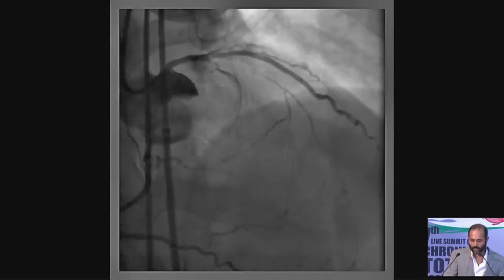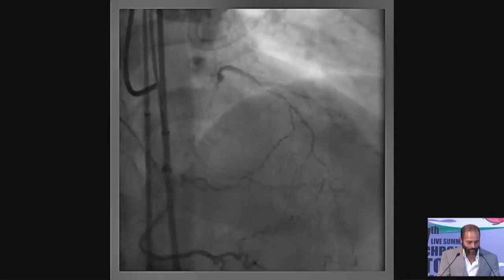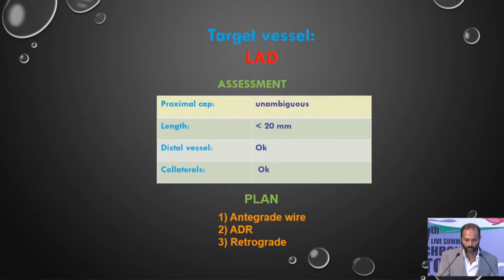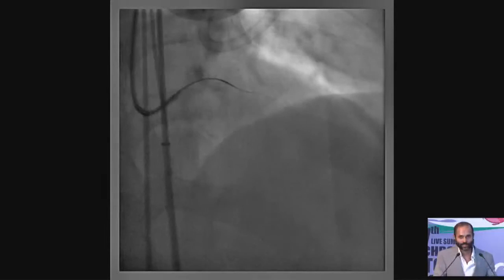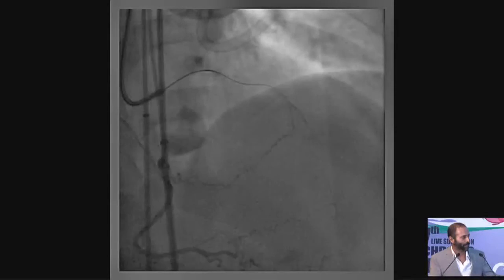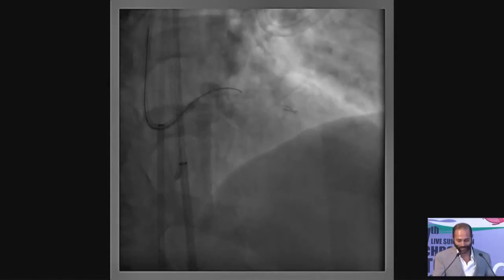So let's look at some cases. This is a case from actually many years ago. So you have an unambiguous proximal cap, it's an LAD, short lesion, distal vessel's okay, collaterals are actually okay. So the plan was to try and wire it, and if that didn't work, we'll switch to ADR. If that didn't work, go retrograde. Now, I have Dr. Werner sitting on the panel. This could have been a great case for parallel wires, so I'm going to just say that up front.